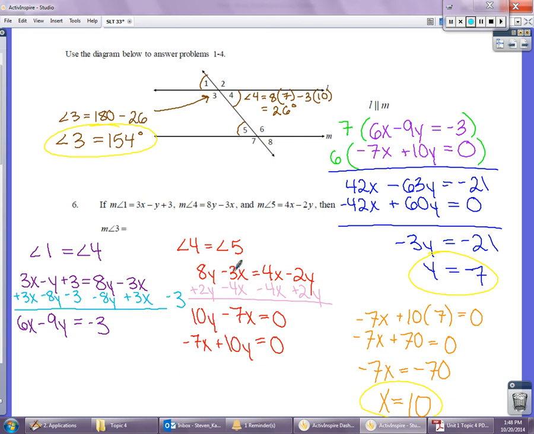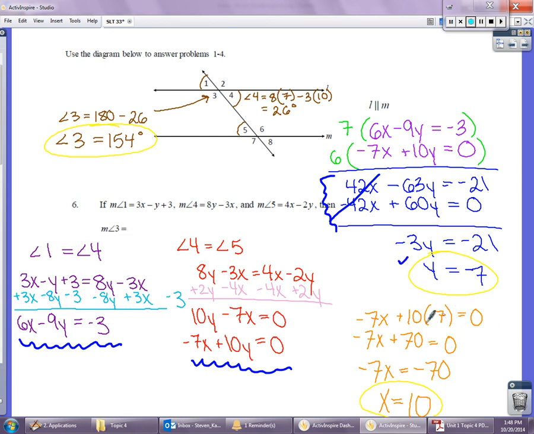Last year you learned that when you have that, you want to move everything over. You can see I moved everything over to get 10y minus 7x equals 0. And I just wrote it with my x first, negative 7x plus 10y equals 0. Then here, when you set them equal and move everything over, you get 6x minus 9y equals negative 3. Using the elimination method, you multiply this equation by 7 and this equation by 6. And you end up with this right here. Then by adding these two equations together, you eliminate the x's. You end up with negative 3y equals negative 21, or y equals 7.